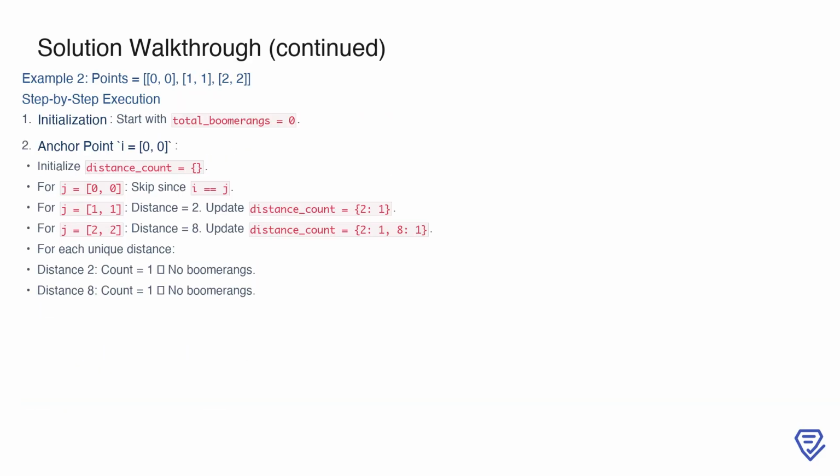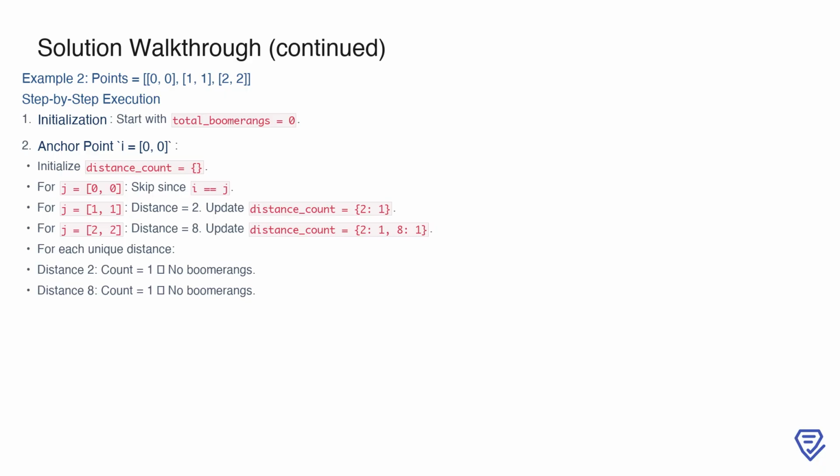In the second example, the points are (0, 0), (1, 1), (2, 2), and we again initialize total_boomerangs to 0. Starting with the anchor point i equals (0, 0), we initialize distance_count. For j equals (0, 0), we skip the calculation as i equals j. For j equals (1, 1), the squared distance is (-1)² + (-1)² equals 2, so we update distance_count to {2: 1}.